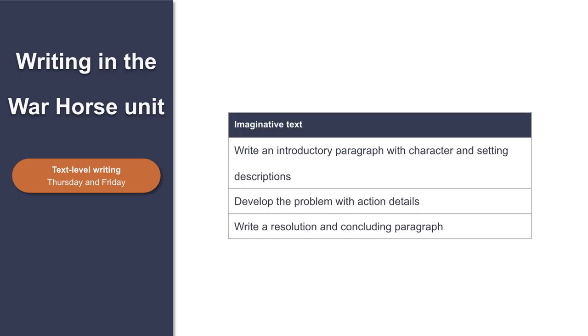To support students to write an imaginative text, we begin by guiding students to write an introduction paragraph, including descriptions of character and setting. In the 2nd week of the unit, students are supported to write action details to develop the problem, and in the 3rd week, they are supported to write a resolution and concluding paragraph.